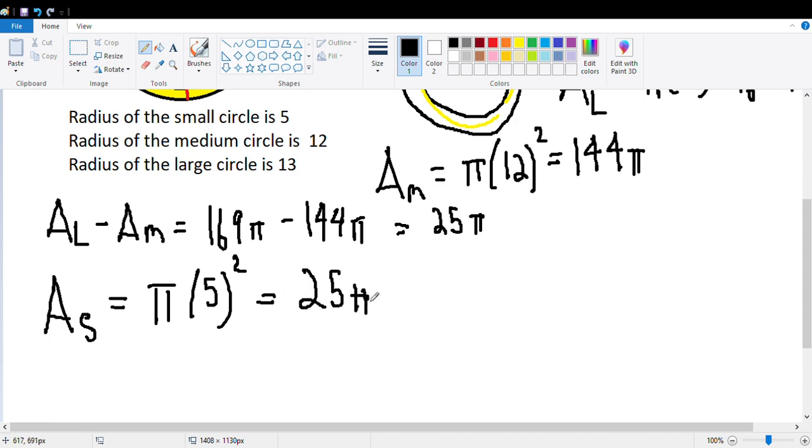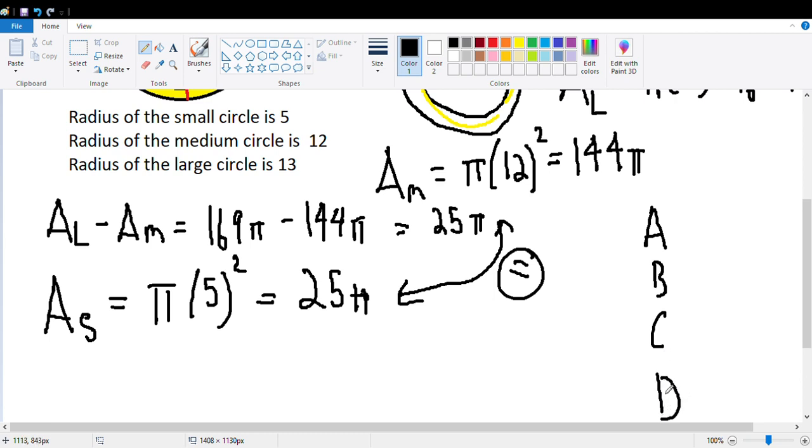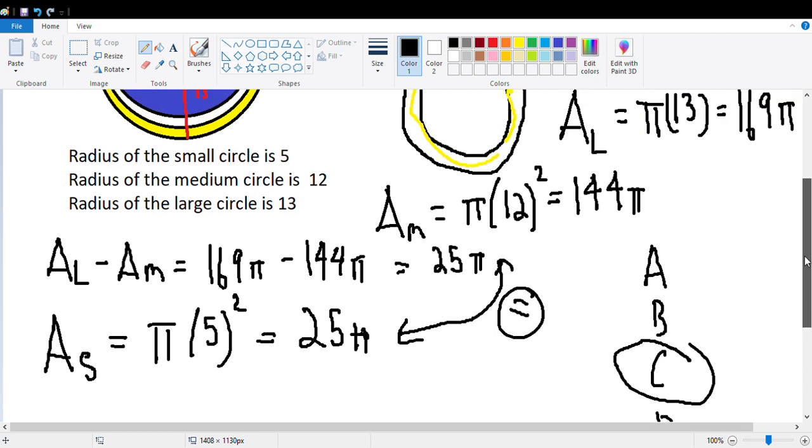So we notice that the quantity that we got for quantity A is the same as the one for quantity B. And therefore, from our results, A, B, C, and D that they give you to choose from, we choose option C. Both quantity A and quantity B are the same.